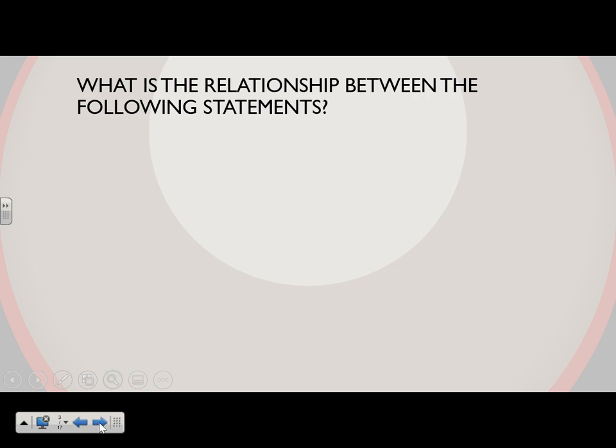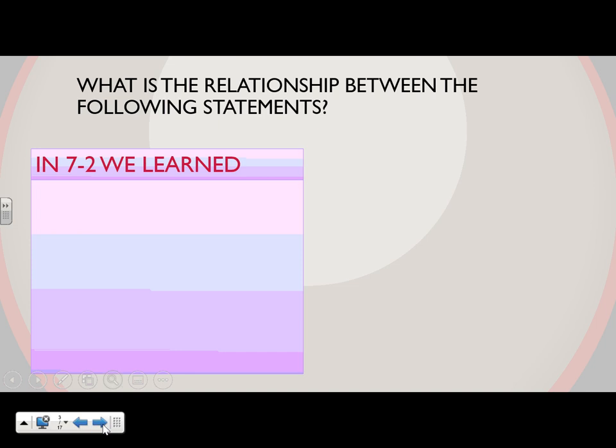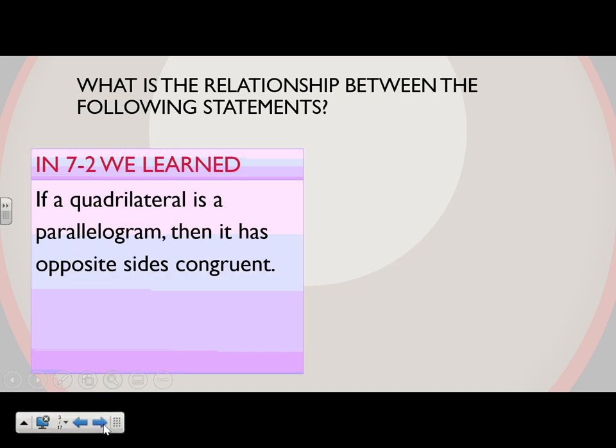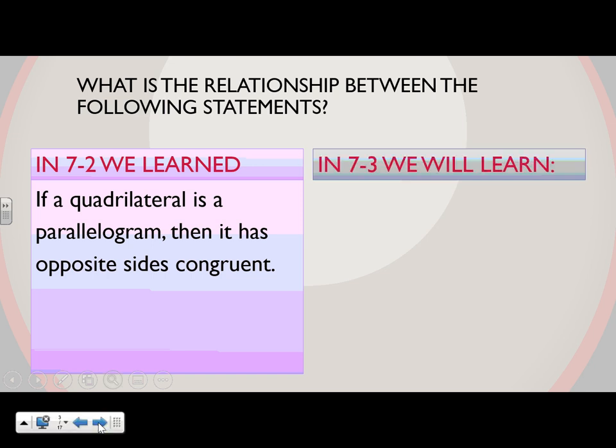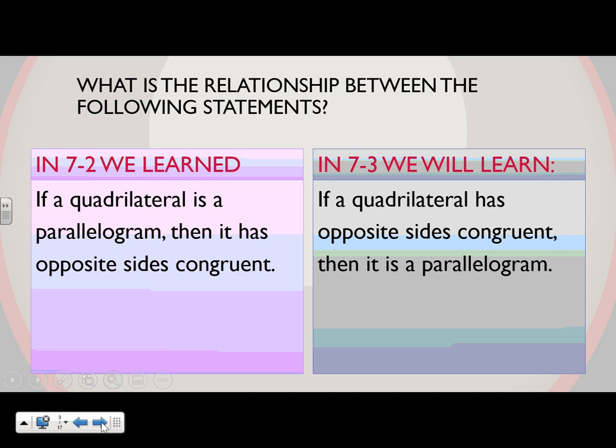So what's the relationship between the following statements? So for this one, if a quadrilateral is a parallelogram, then it has opposite sides that are congruent. So that's what we learned before. If a quadrilateral is a parallelogram, then the opposite sides are congruent. Now we're learning the opposite of that, the inverse of that. If a quadrilateral has opposite sides that are congruent, that means it is a parallelogram. So this is a biconditional, kind of like we talked about last semester.